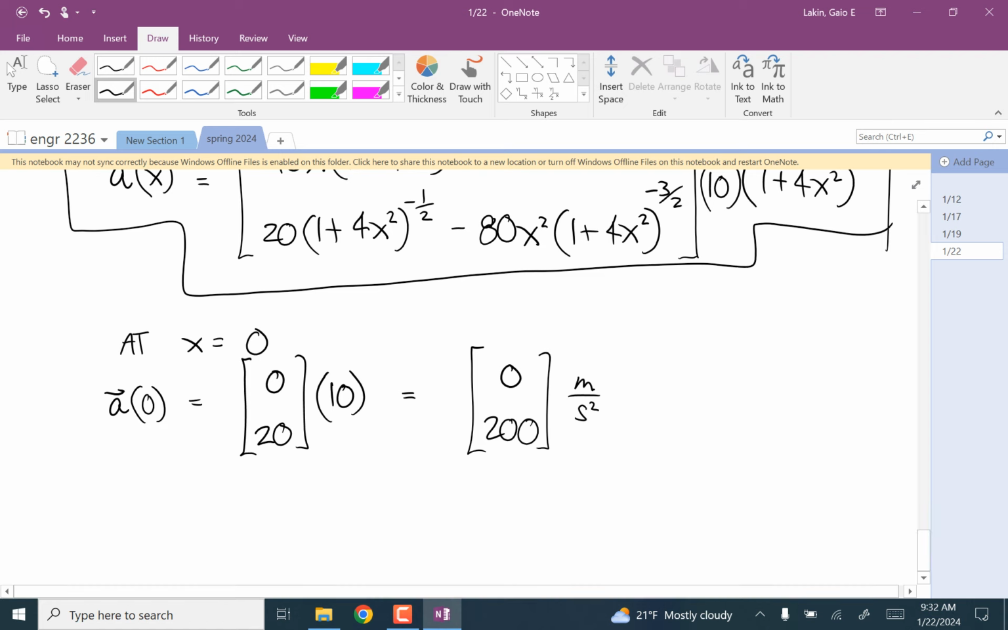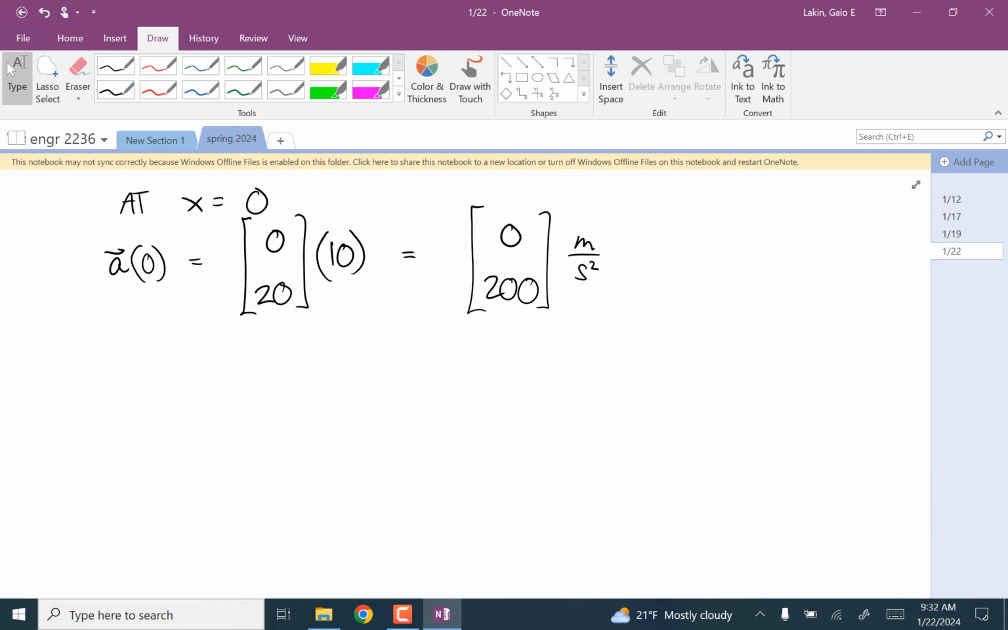Any questions about that? All right. The last topic in particle kinematics in a non-rotating coordinate system is circular or spherical motion.